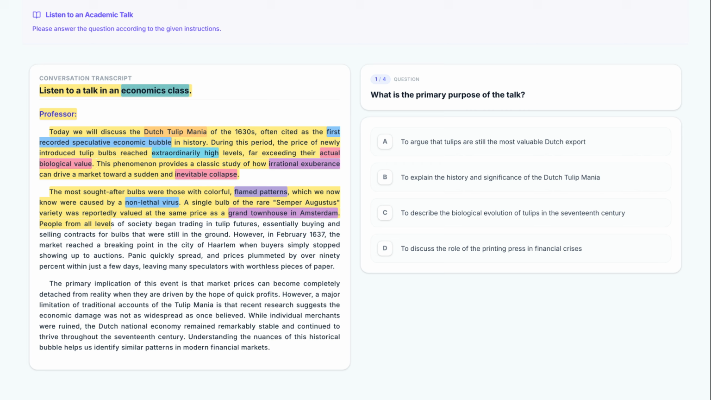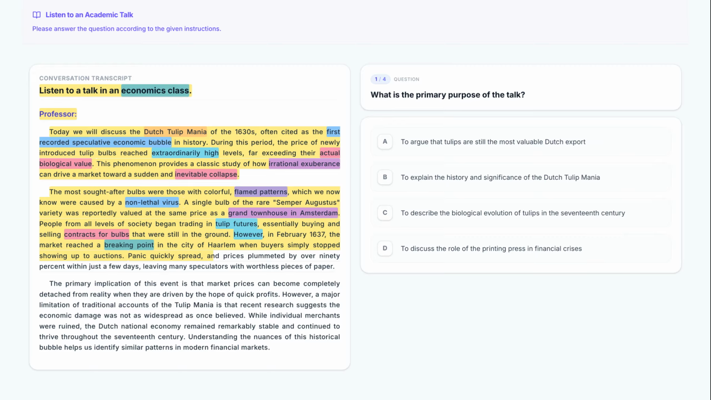People from all levels of society began trading in tulip futures, essentially buying and selling contracts for bulbs that were still in the ground. The professor introduces tulip futures to explain that the trade became abstract, involving contracts for bulbs that hadn't even grown yet. However, in February 1637, the market reached a breaking point in the city of Haarlem when buyers simply stopped showing up to auctions. The transition word, however, signals a major shift in the narrative, marking the breaking point when the pool of buyers vanished.